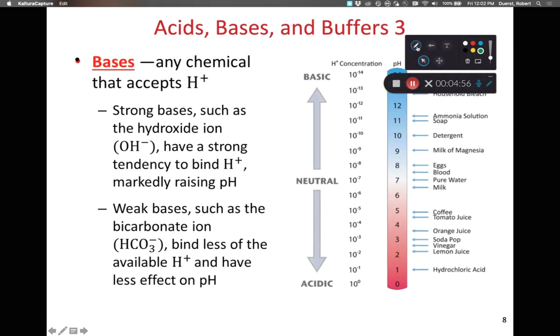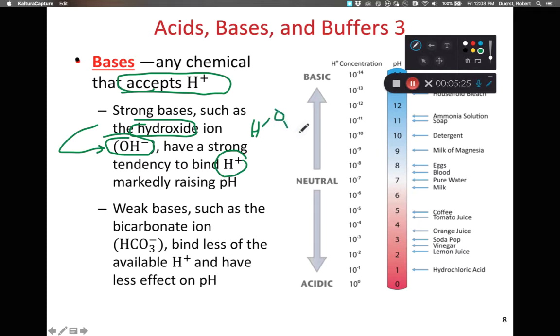As we look at bases, we can define a base as anything that accepts a hydrogen ion. Strong bases are almost always going to have a hydroxide ion associated with them. Sodium hydroxide, potassium hydroxide, magnesium hydroxide, calcium hydroxide, and so on and so forth. You get the idea. If there's the word hydroxide in the name of the chemical compound, you should think strong base. And that hydroxide ion with a -1 charge does a really good job of binding to a +1 hydrogen to make an H2O molecule.